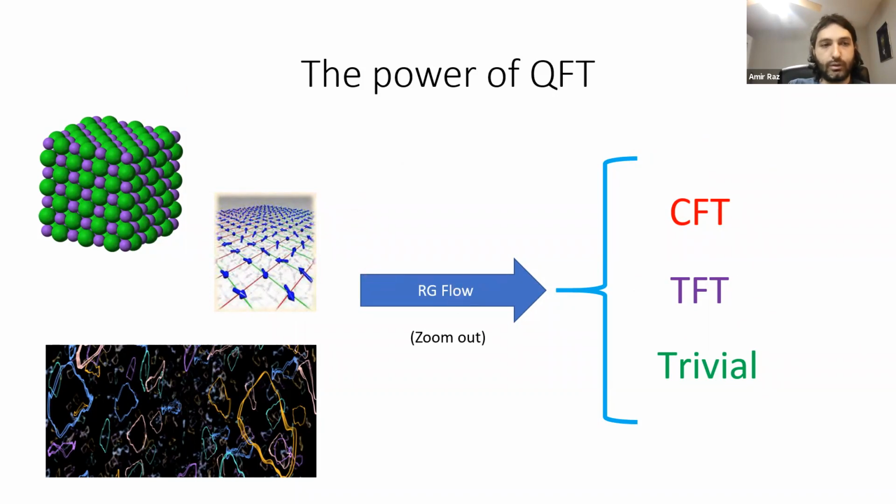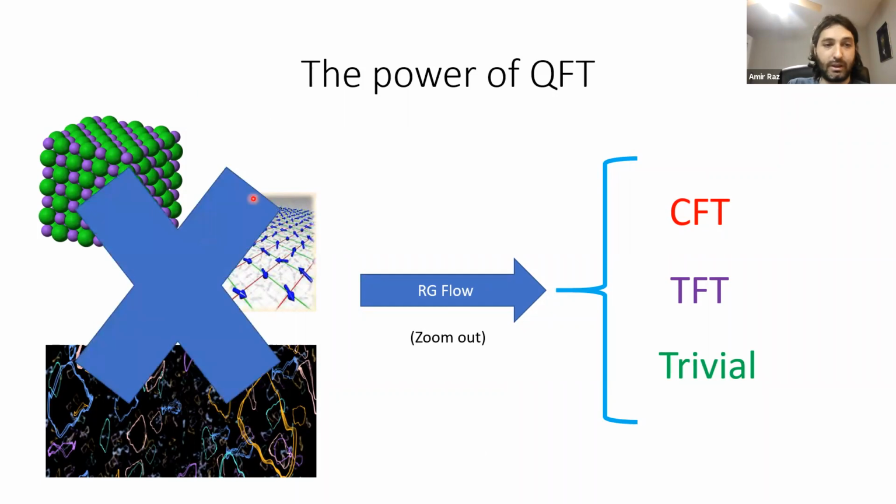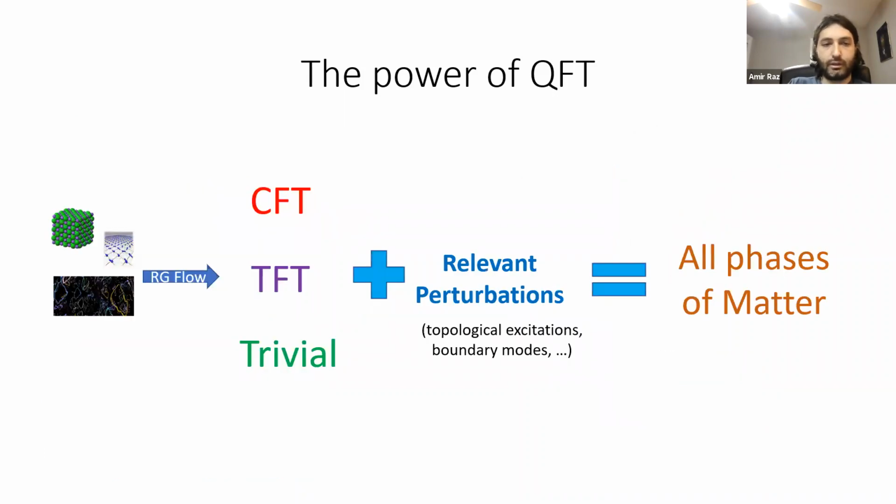Really, no matter what UV physics we started with, we can completely ignore it, and everything is described by this IR physics. This fits into a broader picture where we can start with any theory, have our conformal theory or topological theory, add some perturbations. It might be topological excitations, maybe some boundary modes or something more exotic. And this is how we can describe all phases of matter.